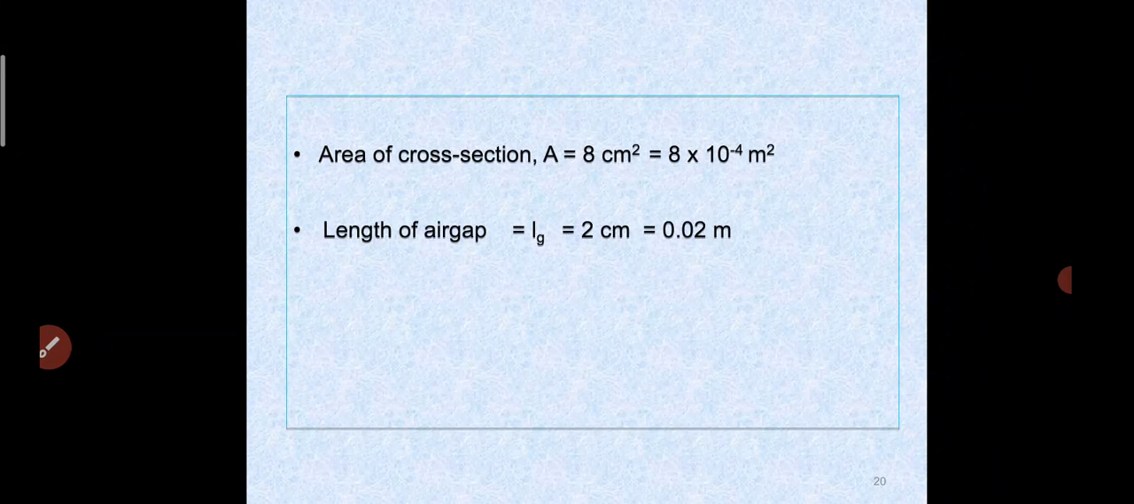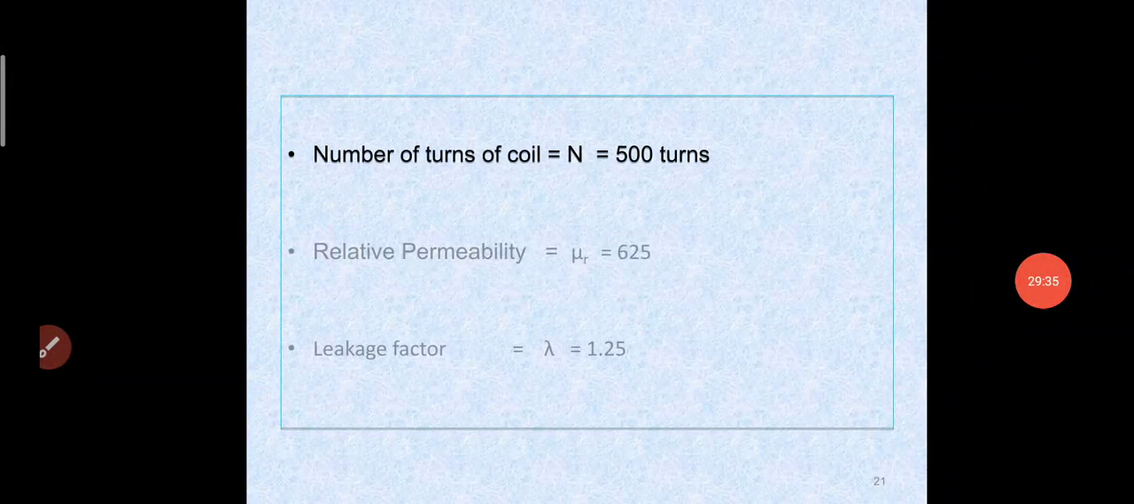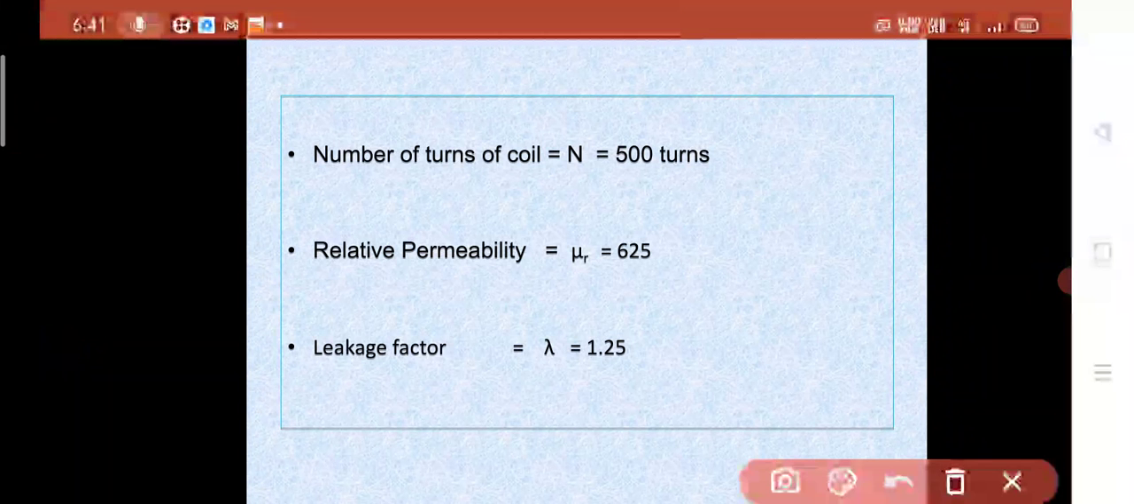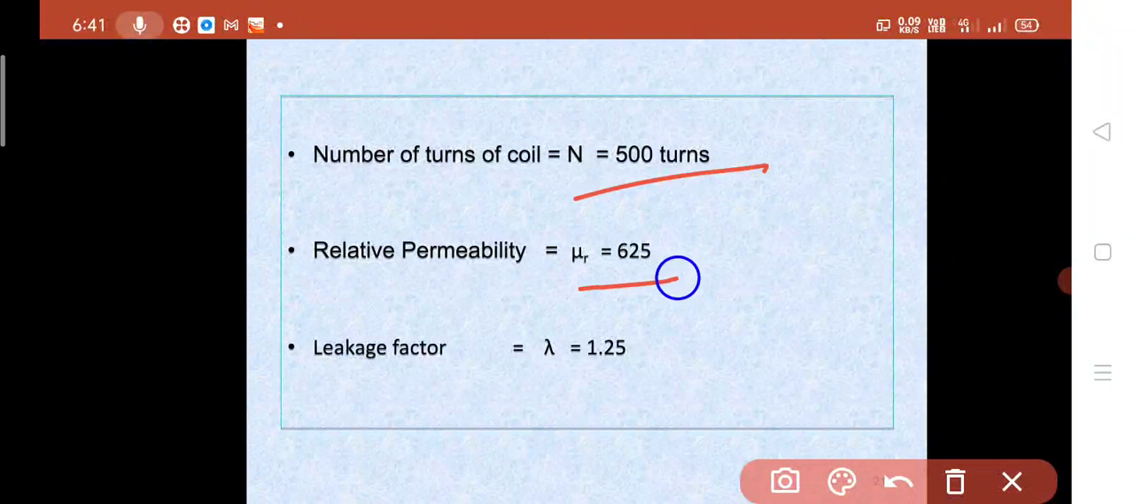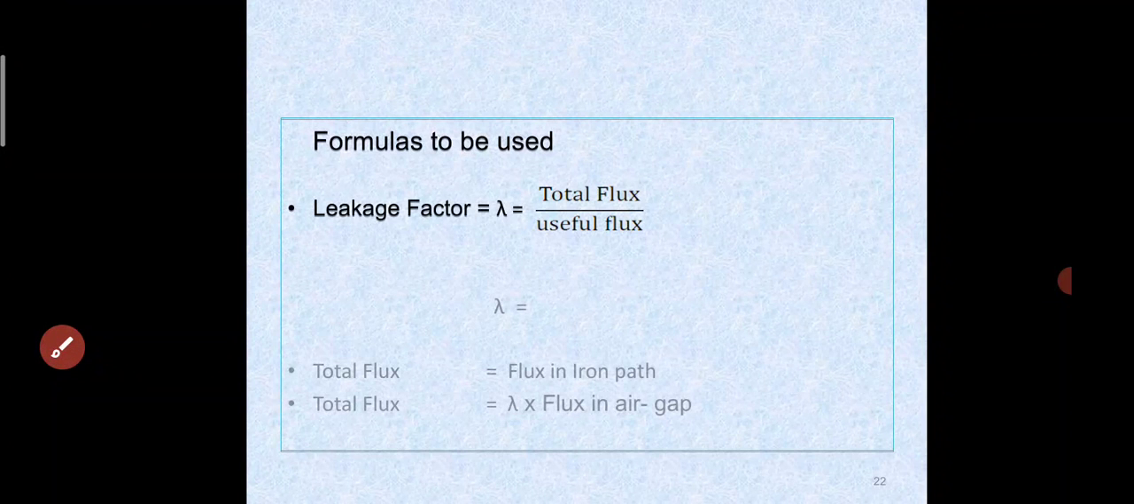Length of the air gap Lg is 2 centimeters, so 0.02 meters. And the number of turns of coil N is equal to 500 turns, and relative permeability mu R is equal to 625. Leakage factor lambda is 1.25.